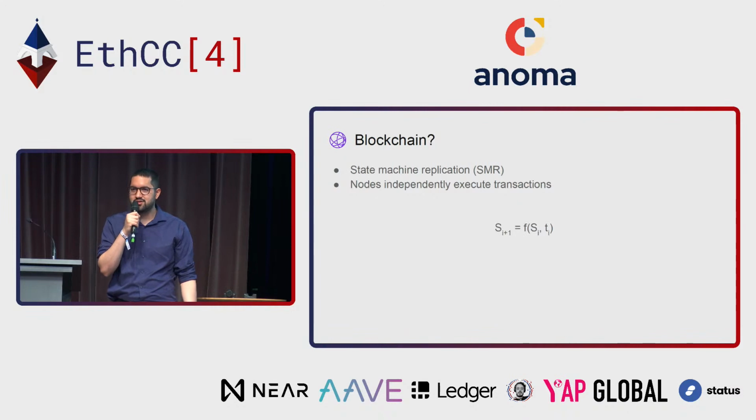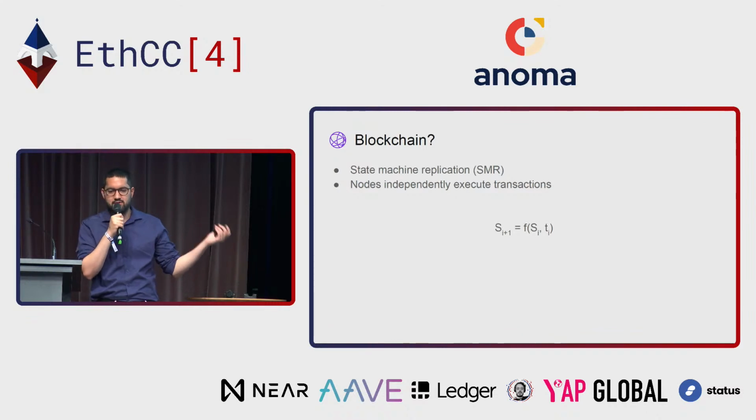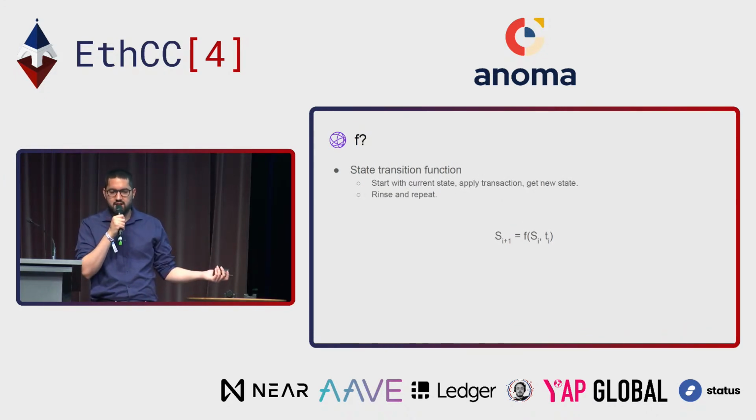That doesn't do state machine replication. But for the way we think about blockchains like Bitcoin and Ethereum, you essentially have a bunch of nodes everywhere in the world, 100, 1,000, 10,000 nodes. And they all independently execute transactions to arrive at the state of some virtual machine. So it looks kind of like this. You have some state at transaction i plus 1 is equal to some function f on the state at transaction i along with transaction i. And what is this f? This f, this function, is the state transition function. And that's essentially describing the virtual machine, if you will, of the blockchain.